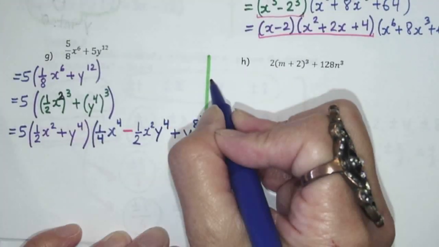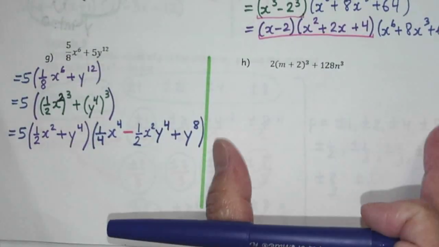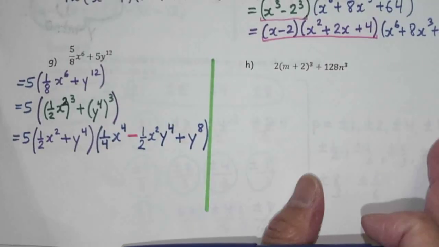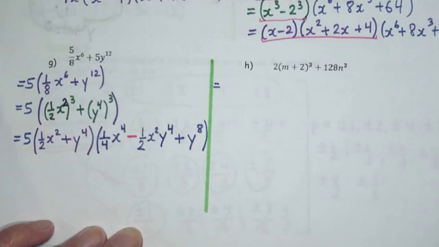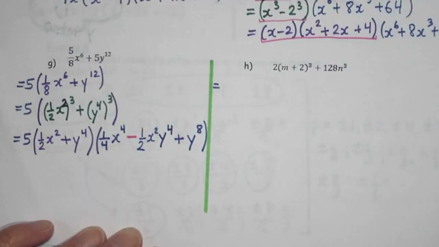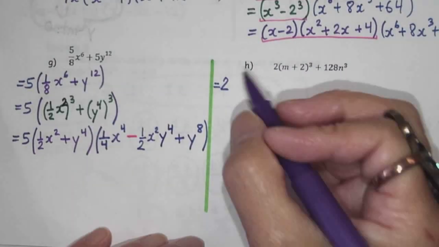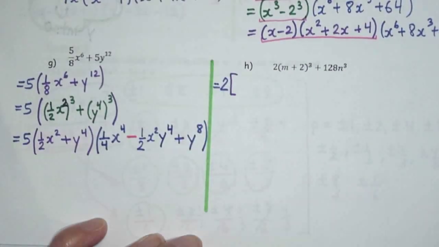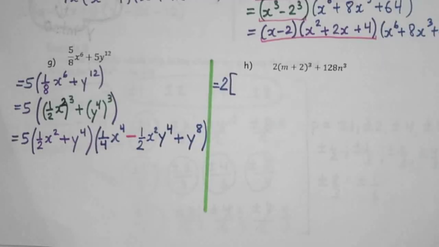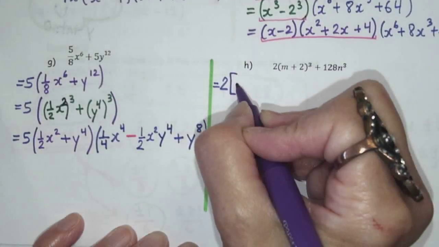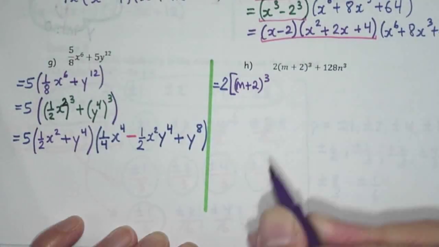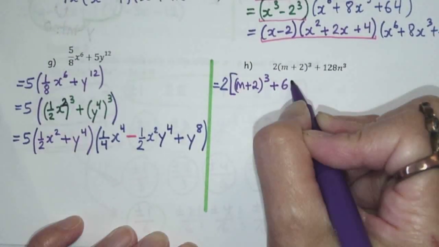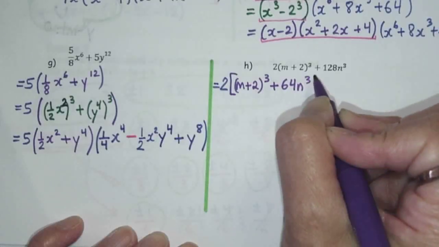I'm writing it over here just because I know that it's longer. I put it too close to this side because I've got the brackets there, so I'm going to write it a little bit to the left. So I'm going to take out the 2 and write down what's left over. I'm going to use a square bracket because there's already a round bracket. You can use double round, it doesn't matter. And I'm going to go m plus 2 cubed plus 64n cubed.